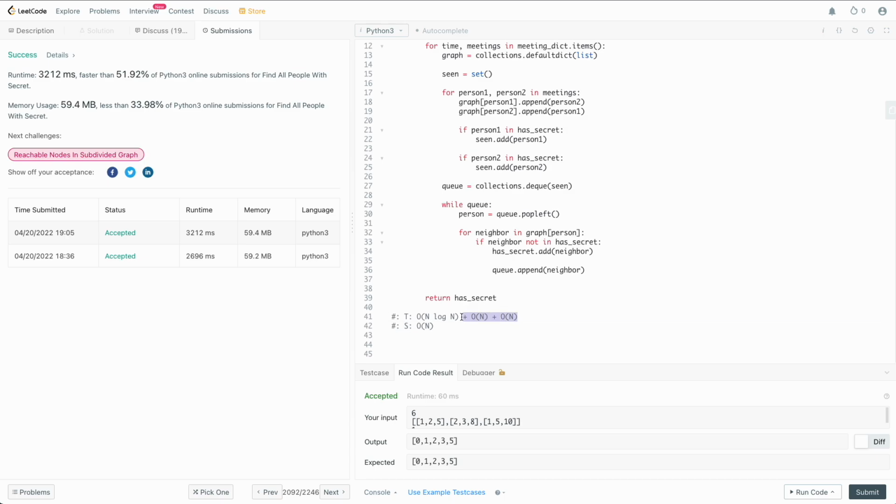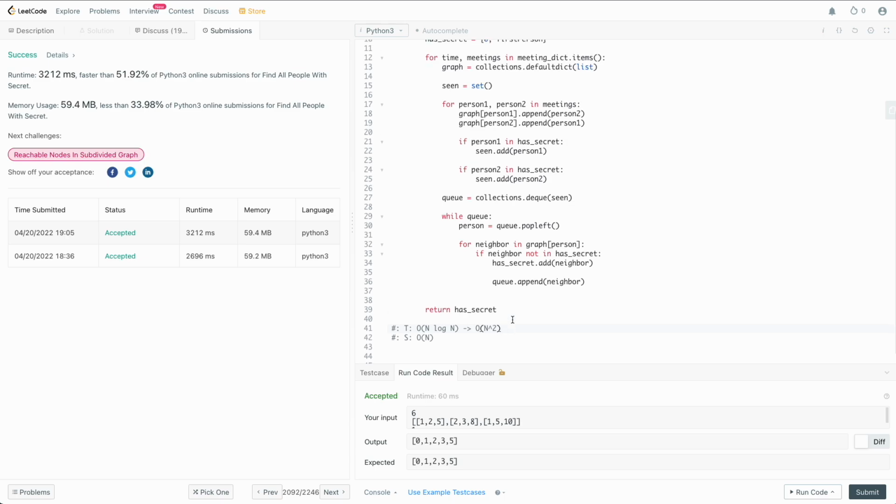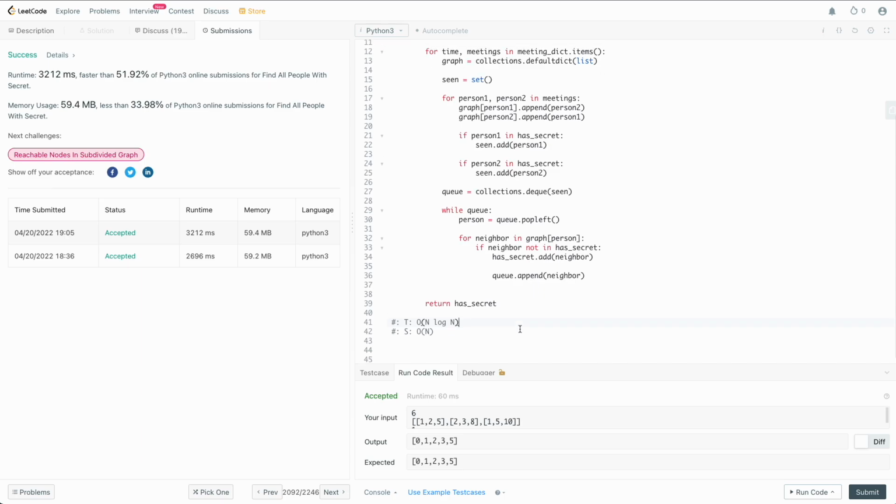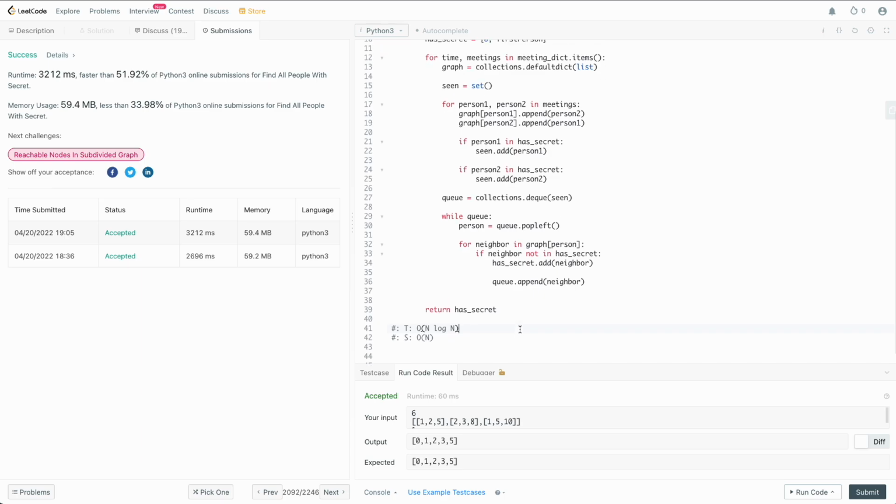I keep saying time. So, don't quote me on this one, I'm not entirely sure, but my best estimate would be that your time complexity here is going to be big O of n log n. Although it could potentially be, in the worst case, big O of n squared. I'm not entirely sure. Please, someone in the comments, if you're 200 IQ, let me know if I'm wrong here, but I do think it's big O of n log n, and then space complexity should be big O of n. So that is how you solve find all people with secret.